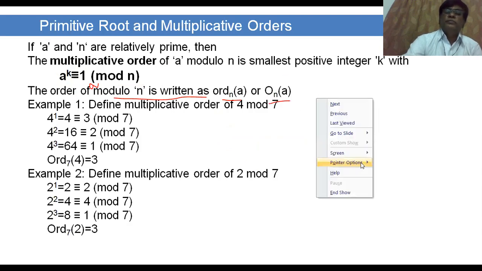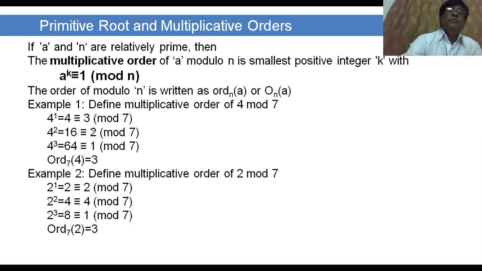For example, define the multiplicative order of 4 mod 7. Here 4 and 7 are coprime. First check 4 power 1, which is equal to 4. 4 mod 7 is 4. So it is not 1, and so it is not the multiplicative order of 4.